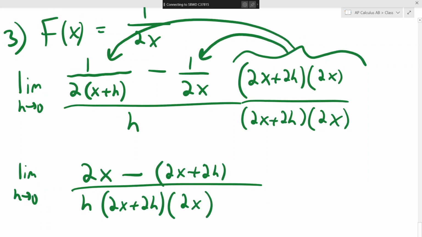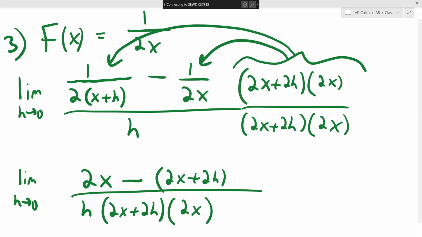Any questions on what just happened on this fancy computer screen? Have we been doing this with x's the whole year up to this point? Okay.